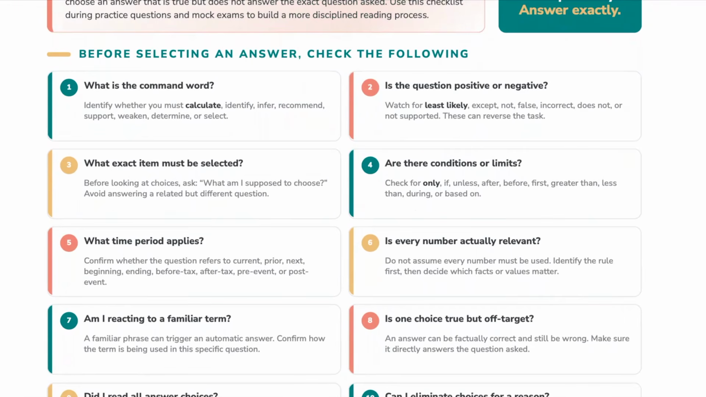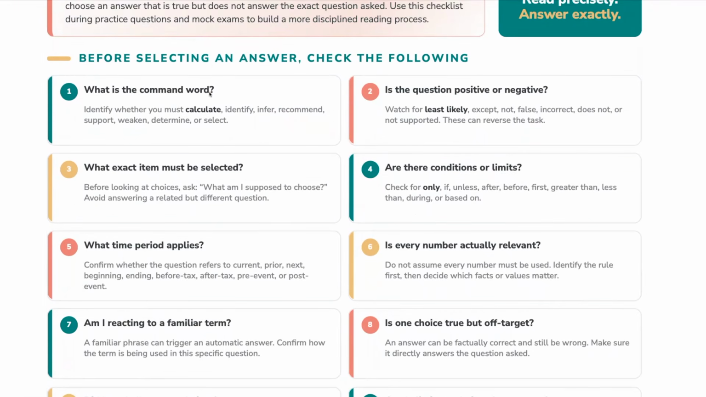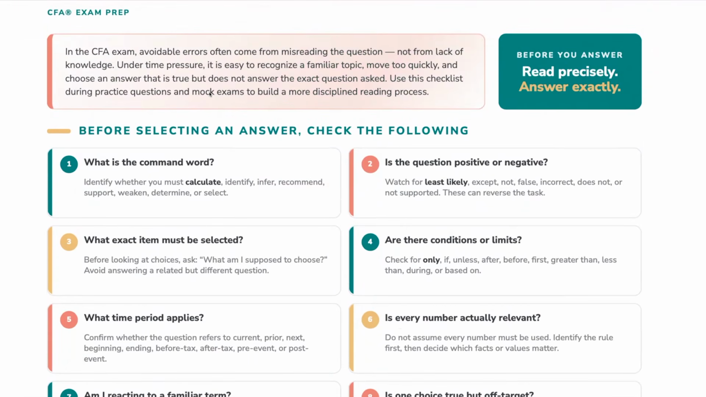That hurts, right? You look at the solution afterward and say, oh man, I knew that. Yes, you knew the concept. But the exam did not ask for the concept in general. It asked for one specific thing, under one specific condition for one specific time period. That's what this checklist is training you to catch. Now let's go point by point.